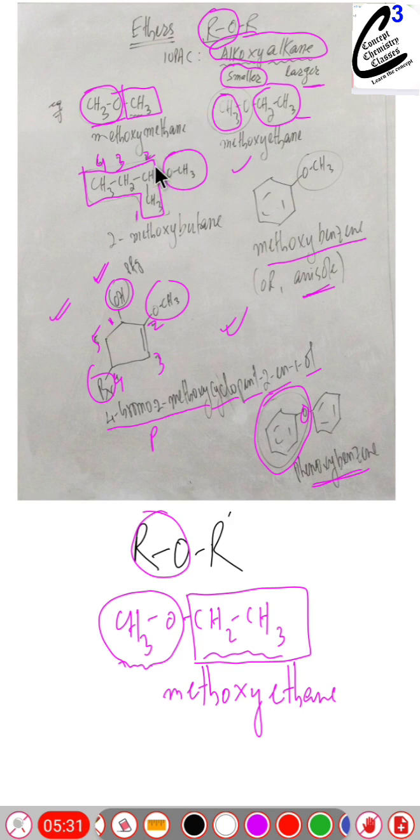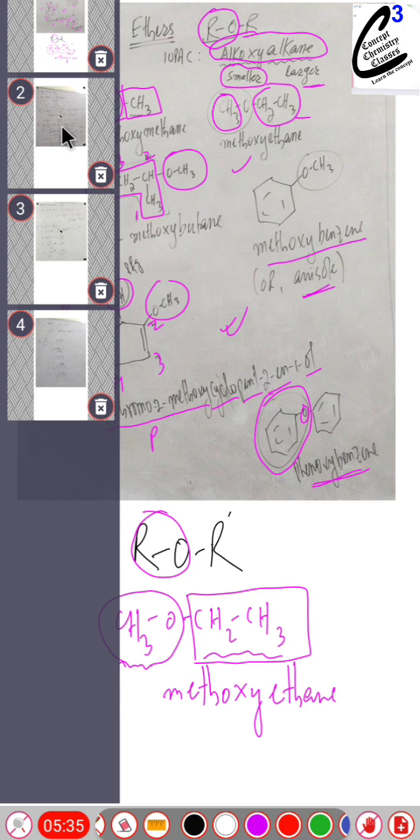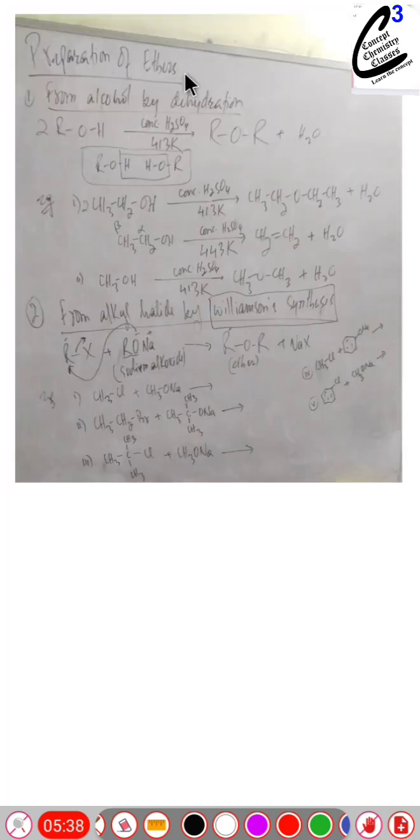So let us move to the next topic, which is the preparation of ether. Okay, the second one is preparation of ether. So we have two reactions in the preparation of ether. The first one is from alcohol by dehydration. So when alcohol is reacted with concentrated H2SO4 at a temperature of 413 Kelvin, then we have ether as the product along with water.